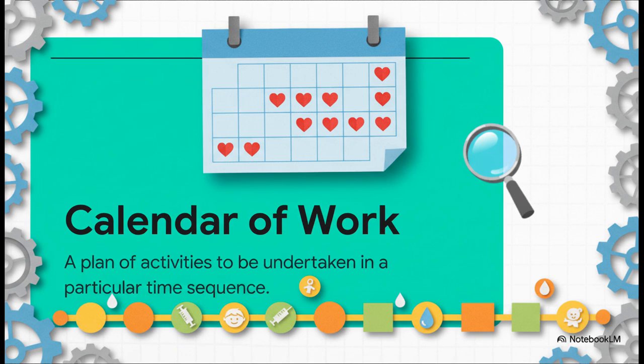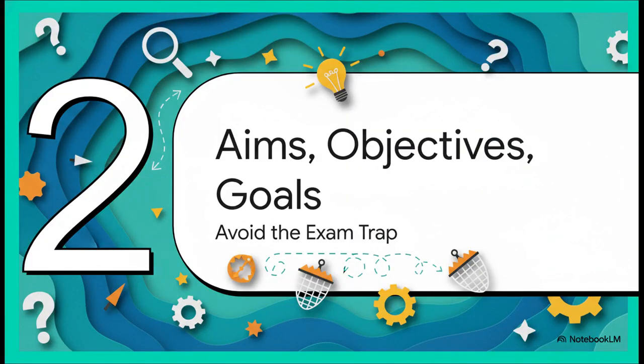Next, we've got the calendar of work. This is a plan of activities to be undertaken in a particular time sequence. And this brilliantly illustrates the concept. Think about a pulse polio program that runs on the very first Sunday of every single month. Adding that specific time sequence, that takes a general, loose idea and turns it into a rigid, structured calendar of work. Moving on to Section 2, aims, objectives, and goals.